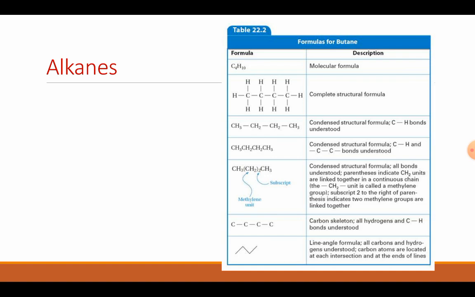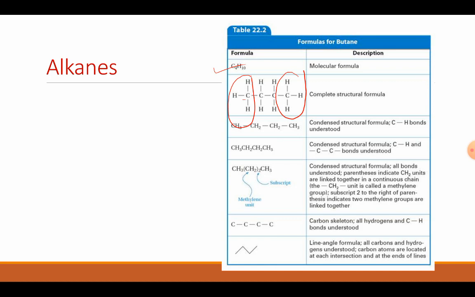We will show you some formulas and how to write the formulas of organic compounds. The first one is the ordinary formula, the molecular formula, C4H10. The structural formula: C4 means a chain of 4 carbons, 1, 2, 3, 4, each one attached to hydrogen. Of course, the two sides are attached to 3 hydrogens, and the middle ones are attached to only 2. Right.